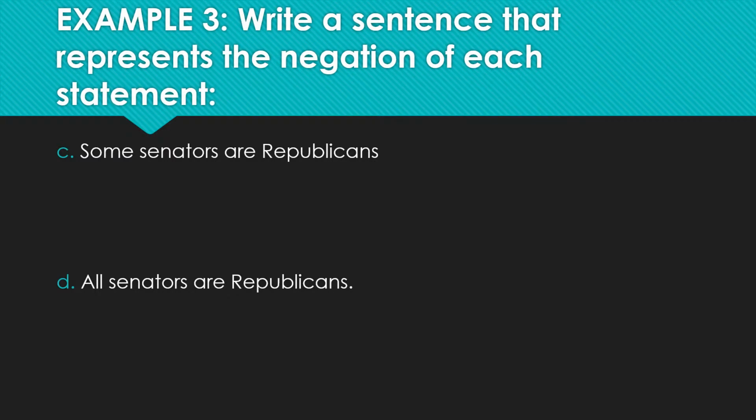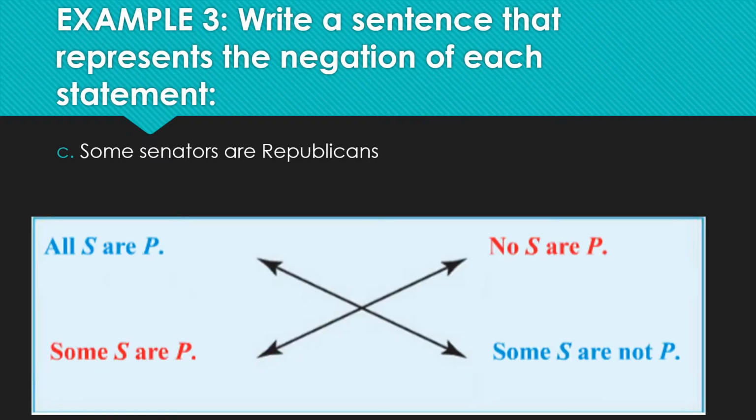Part C says some senators are Republicans. All right, so if some of them are Republicans, we're finding the negation of that. So once again, I'm going to pull up our little picture here. Some senators are Republicans. So you can see that's the bottom left sentence. So the negation of that would be no senators are Republicans.